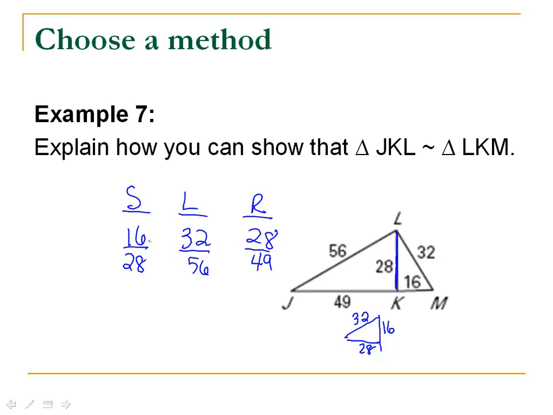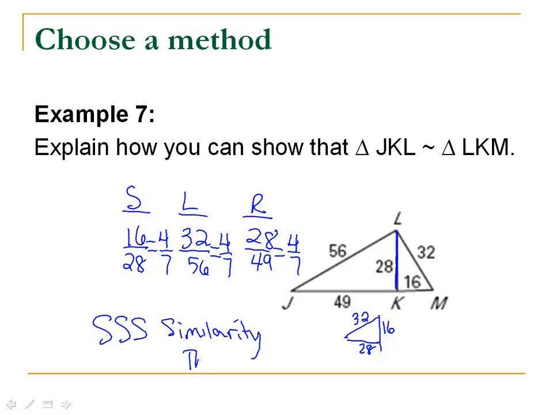So if I reduce this, 4 goes into both, 16 divided by 4 is 4, 28 divided by 4 is 7. This also reduces to 4 over 7. And this last one also reduces to 4 over 7. So these two triangles are similar, and they're similar by the side-side-side similarity theorem.